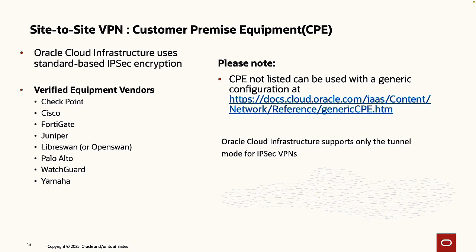So here is a list of verified equipment vendors. If your vendor device or software version is not in this list, your device might still work with OCI site-to-site VPN. Please go through this documentation for a generic configuration of supported phase 1 and phase 2 parameters.